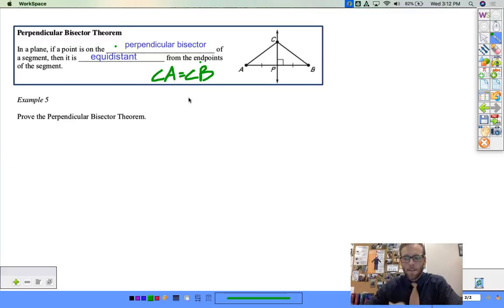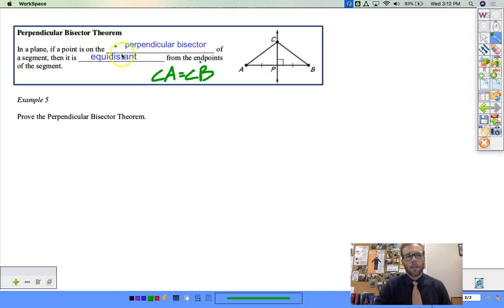So you should be asking yourself, just like we do every day in this class, how could I prove that this is true? How do we know that the point has to be equidistant from the endpoints? How are we going to prove that? This is a theorem. We can prove it. So when I look at this diagram, I can see my givens that CP is a perpendicular bisector.